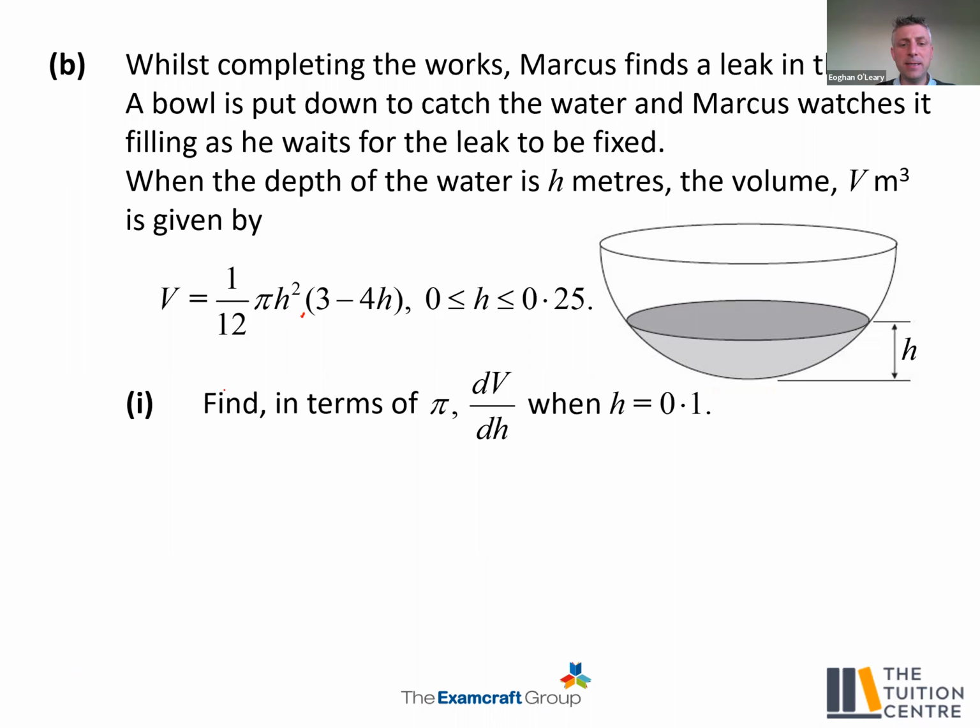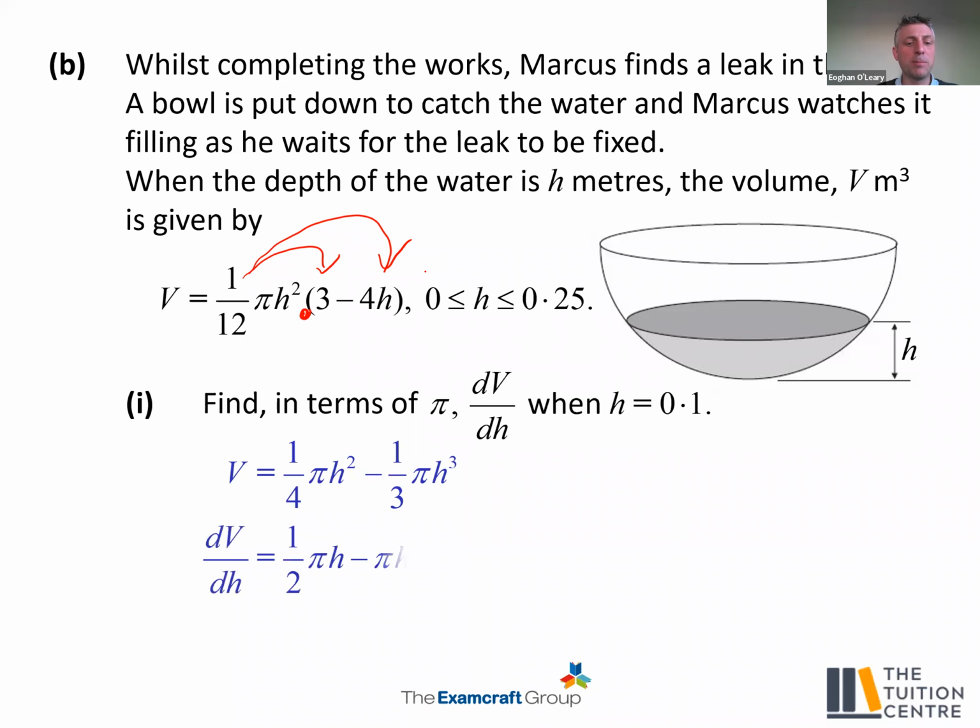It says find, in terms of pi, dV dh. Now, okay, it looks a bit complicated, but you're just being asked to differentiate this function, which is already in terms of h, and then sub in 0.1. So what I've done here first is I've just multiplied through. So 1/12 pi h squared times 3 is going to be 1/4 pi h squared. 1/12 pi h squared times minus 4h is going to be minus 1/3 pi h cubed. So now I differentiate those.